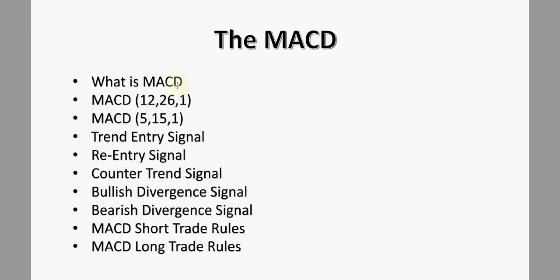So on the screen is the topic we will cover. We discuss MACD. We will discuss the two MACD settings we are using. We will look at the different types of entry signals: the trend, re-entry, counter trend, bullish divergence, bearish divergence, and then we go through the list of rules that have been made available in a table. And finally, we will do a practice. We'll pull up a live chart to see how we can make use of these strategies to trade.